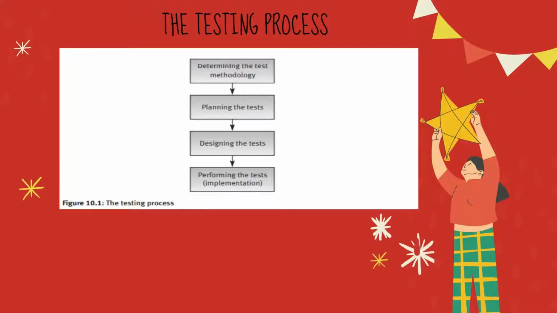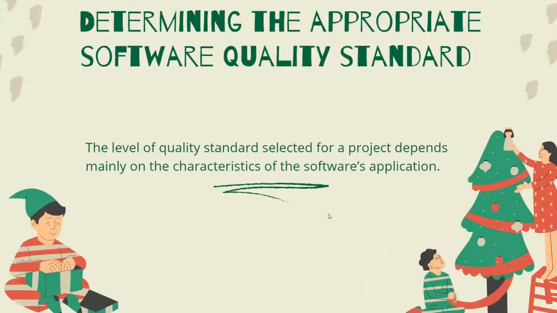As you can see in the figure, the first is determining the test methodology. Next is planning the test. Next, designing the test. And lastly, performing the test or implementation. Next is determining the appropriate software quality standard.